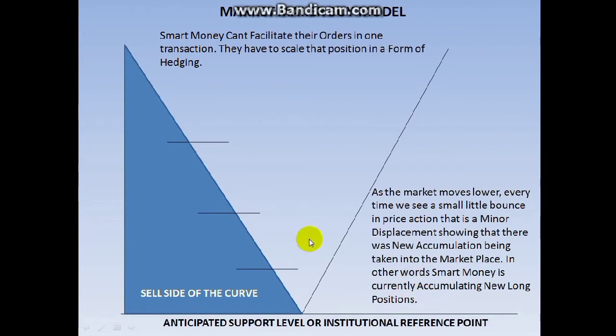Okay, so as the market moves lower, every time we see a small, short-term bounce in price, that creates a displacement, which indicates that new long positions are being accumulated by smart money.